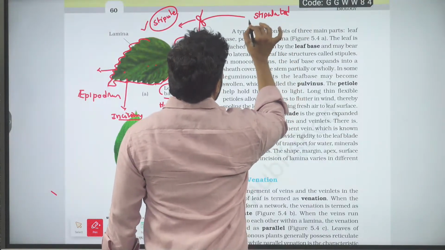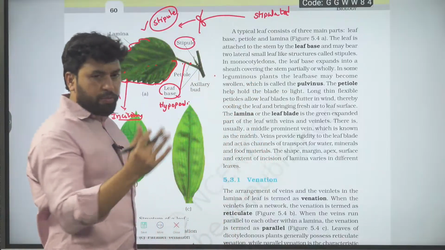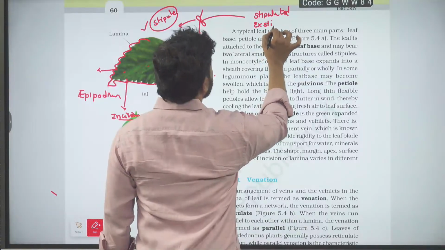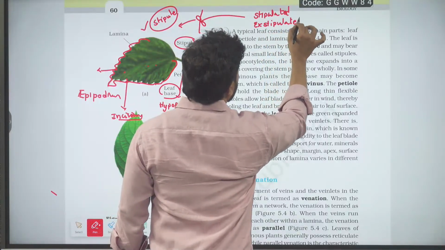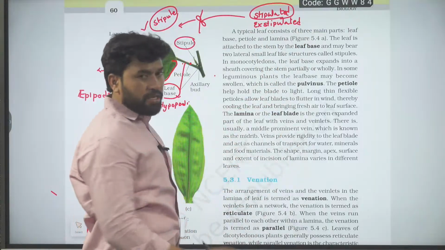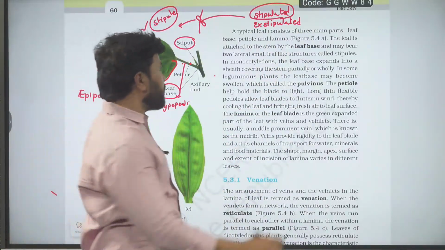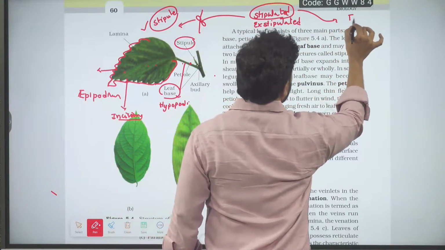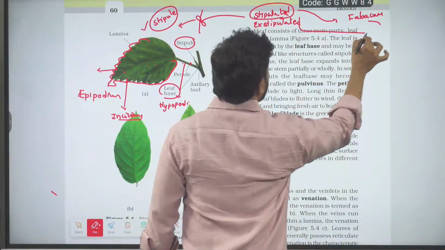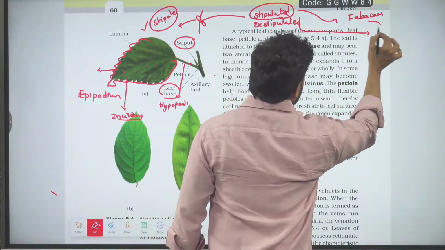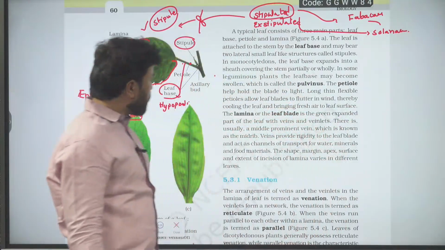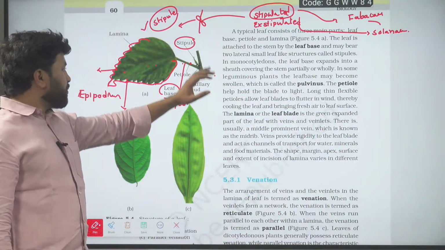Stipulated. And if the leaf has no stipule after maturation, that leaf is called exstipulated. Most common example among the families mentioned in our textbook for stipulated leaves is Fabaceae members. Careful, Fabaceae members are having stipules. Exstipulated leaves are in Solanaceae and other varieties of families.